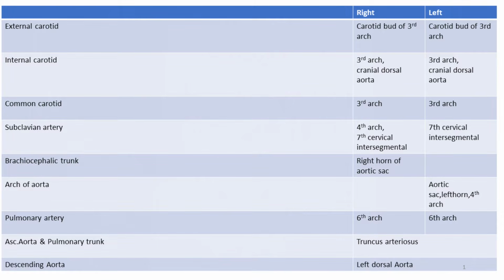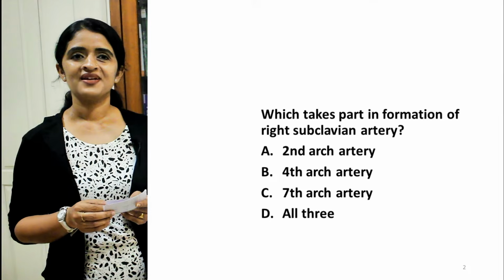Ascending aorta and pulmonary trunk are actually derived from the truncus arteriosus by the formation of the spiral septum, and the descending aorta is the persistent dorsal aorta on the left side that gives rise to the descending aorta. So these are the derivatives derived from the aortic arches.